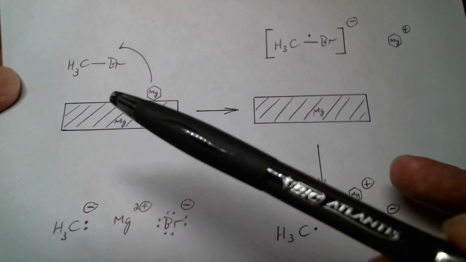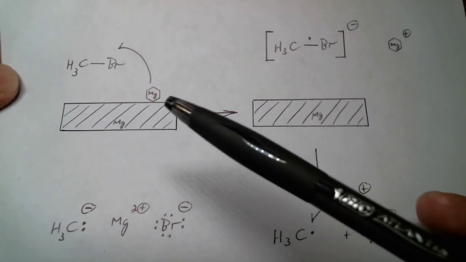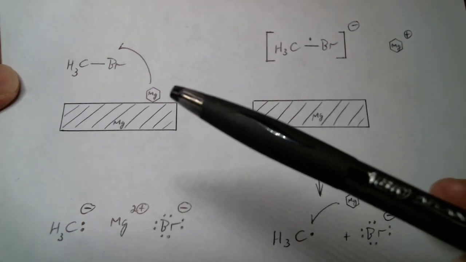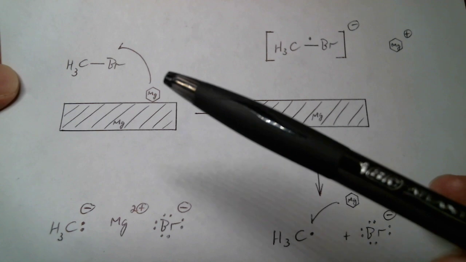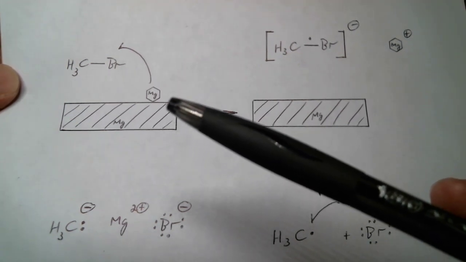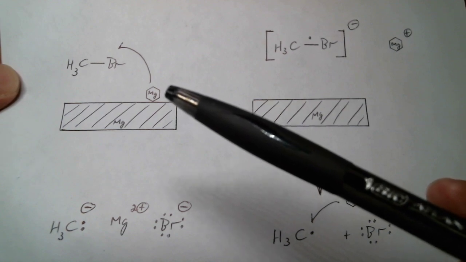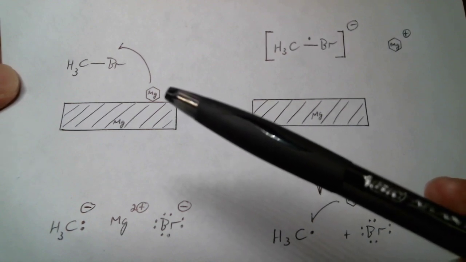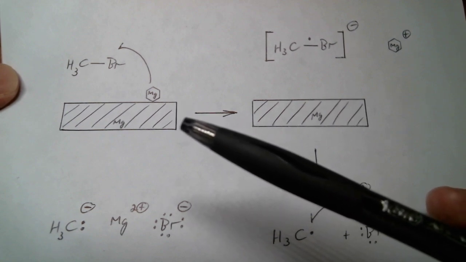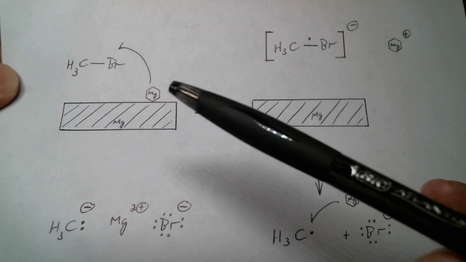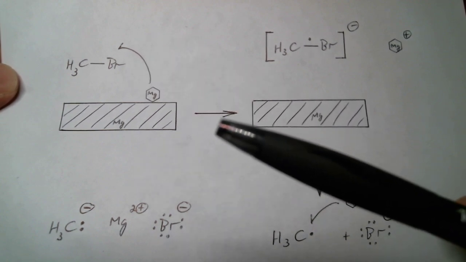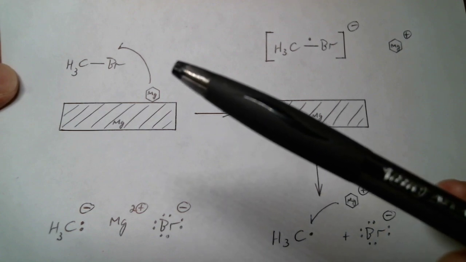So let's take the example of methyl bromide. Here we have a chunk of magnesium metal. You might have a magnesium atom that's sitting at the surface. I've drawn it with a hexagonal kind of shape. You're just going to have to pretend that that is a single magnesium atom. And metals are pretty strong reducing agents, so it has the ability or potential to push an electron into our methyl bromide. Now, this is unusual, right?